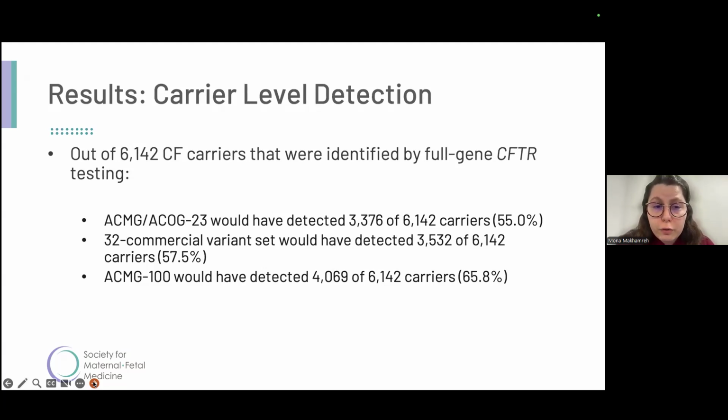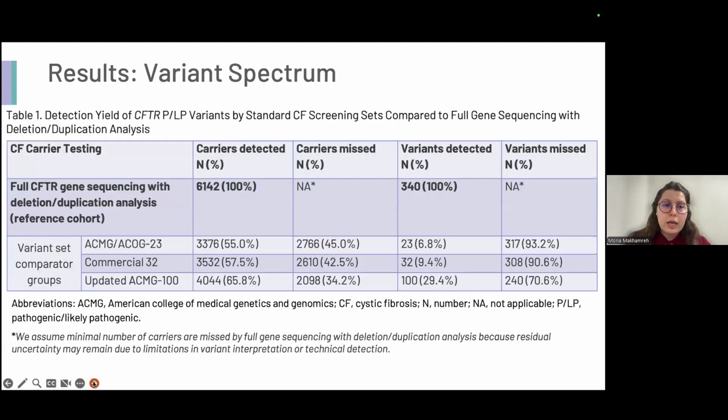Out of the 6,142 cystic fibrosis carriers that were identified by full gene CFTR testing, the ACMG/ACOG 23 would have detected only 55% of carriers. The 32 commercial variant set would have detected only 57.5% of carriers, and the ACMG 100 would have only detected 65.8% of carriers. This table illustrates the aforementioned results, and you can see in this row that for full CFTR gene sequencing with deletion duplication analysis, the carriers detected were 6,142. And you can see how the percentages of missed carriers and missed variants are illustrated when compared to the comparator variant sets.